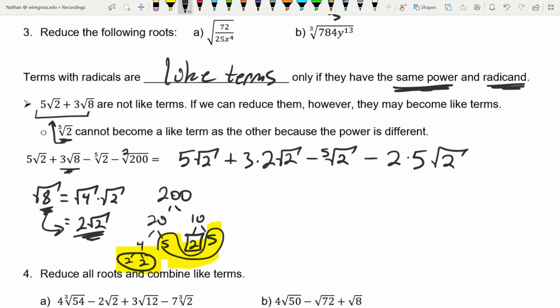The same thing is true: 5 times 5 is 25. The square root of 25 is 5. Okay? All right, well, this can simplify down to 5 root 2 plus 6 root 2 minus the 5th root of 2 minus 10 root 2.